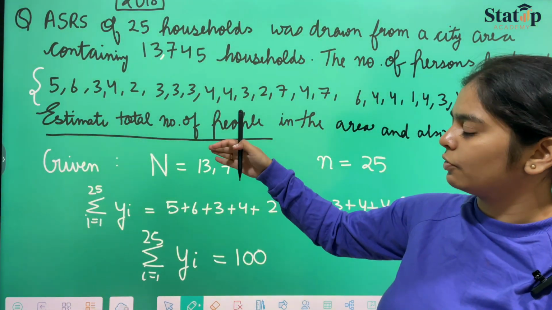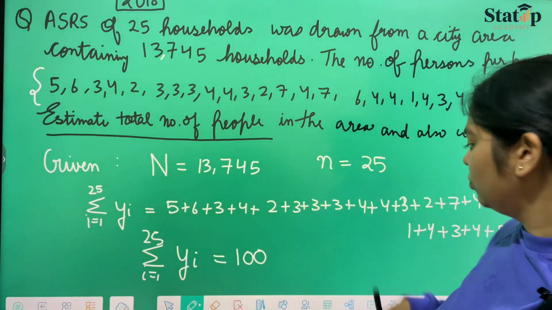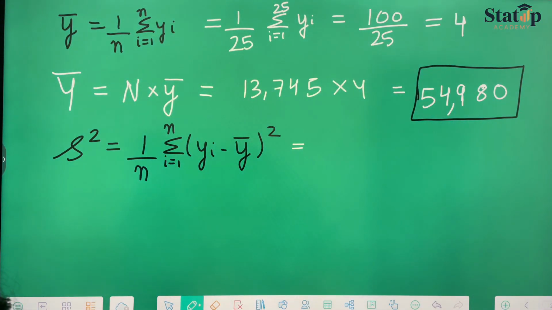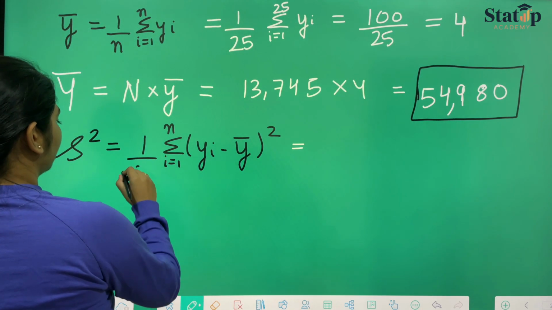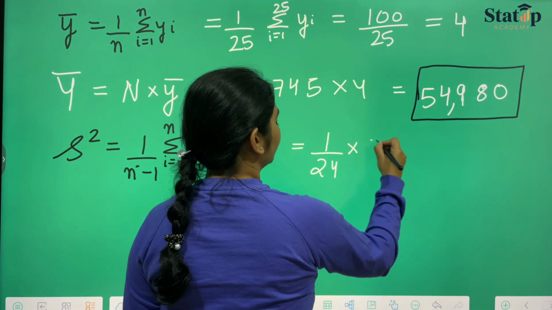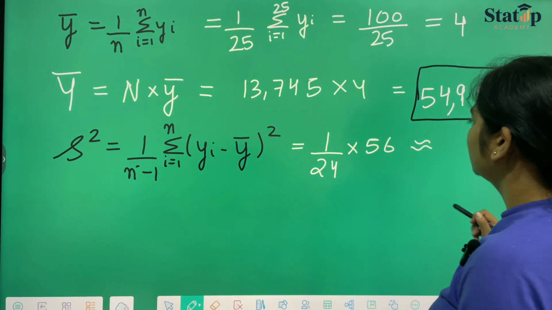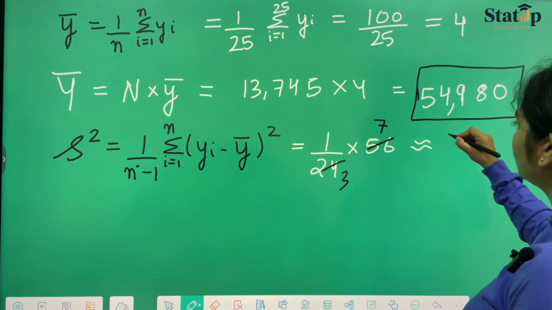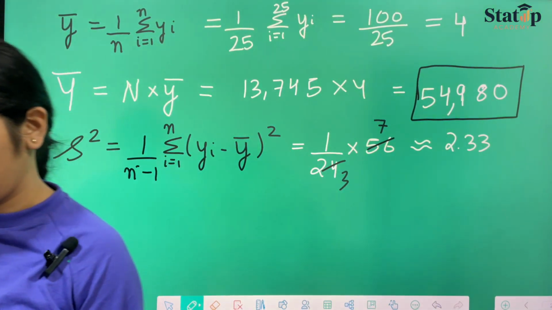it will be 5 minus 4 whole square plus 6 minus 4 whole square plus 3 minus 4 whole square. Like this, we'll continue and I'm writing the final answer, which is 1 upon n minus 1, so it will be 1 upon 24 into 56, which is approximately equal to 2.33, since 8 3s are 24, 8 7s are 56. So our sample variance is 2.33.